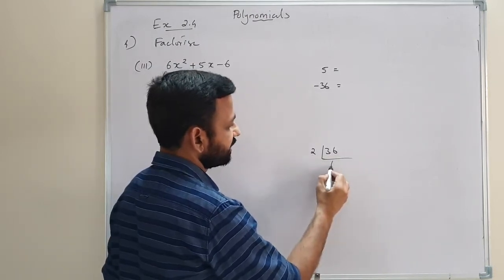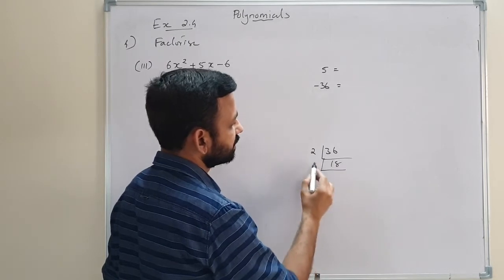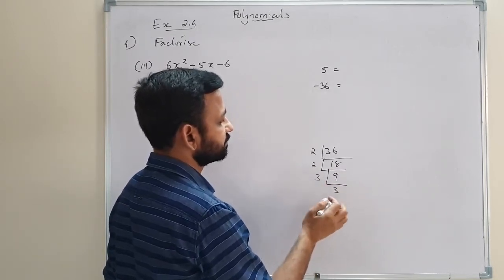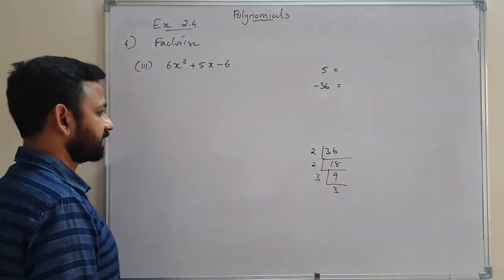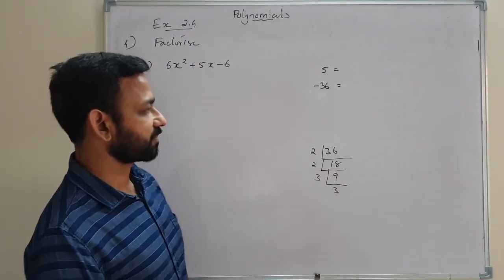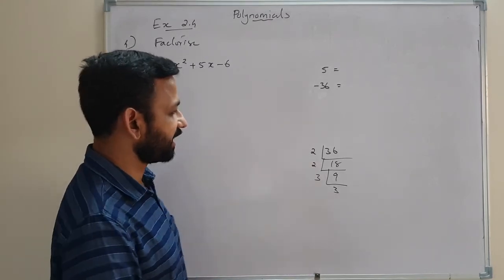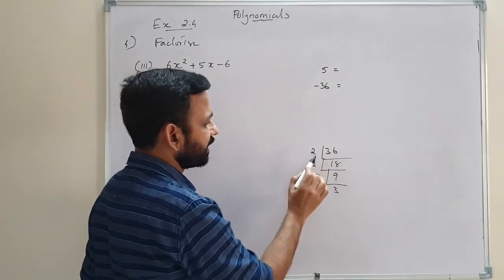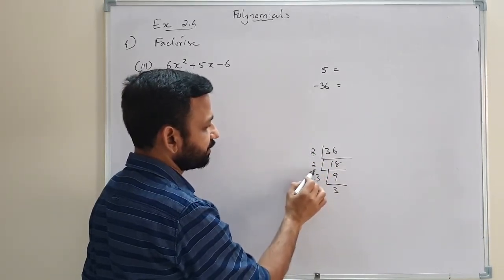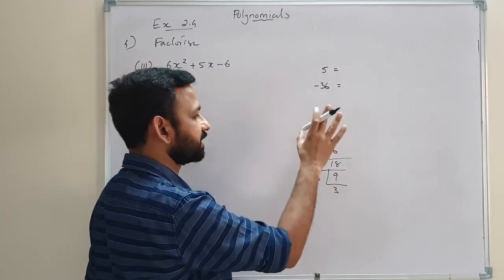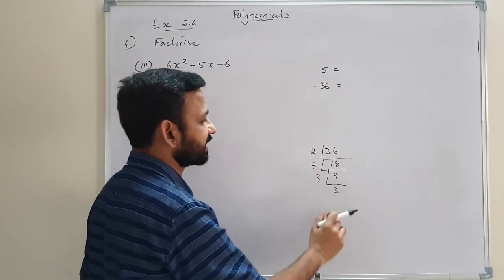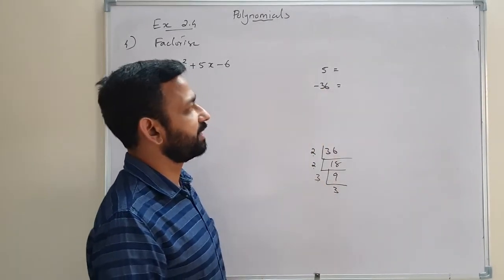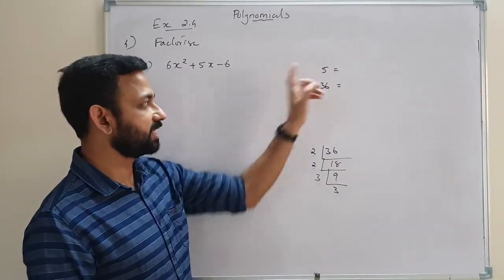36, 18, then again 9, then again 3. Factorization. Then you see, we need to get two numbers. If you take 2 and 3 into 3, 9, and 9 into 2, 18, so 2 and 18, the product will be 36 because they are factors. But if you take 2 and 18, their difference will not be 5, because here it is 5.